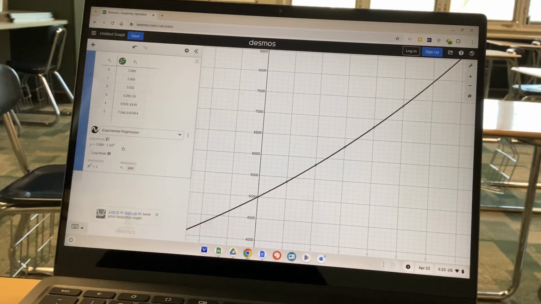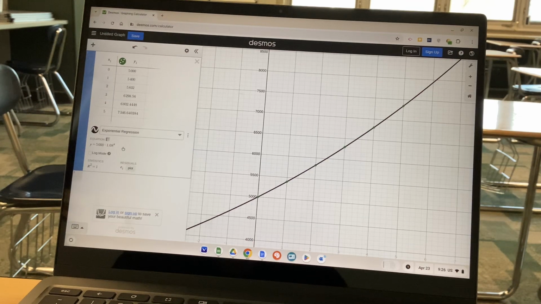So that is y equals 5,000, and then it's times 1.08 to the x. So I'm going to put that 1.08 in parentheses because that's how we're used to seeing it. All right, so it's y equals 5,000 parentheses 1.08 to the x.